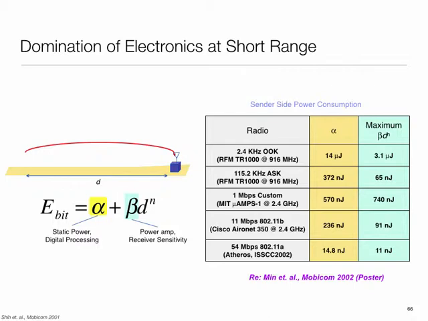Things will happen. But given a radio at a particular setting, for the energy to transmit, the alpha term refers to all the electronics, and that's like my static power. Think of it like a distance independent term, and then this is the term which is distance dependent, and then for the receive side, it's going to be some distance independent term.